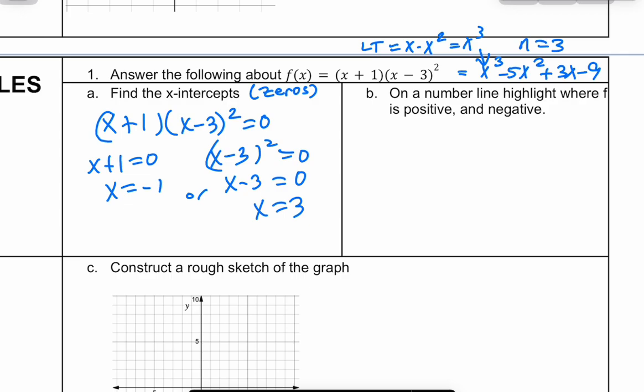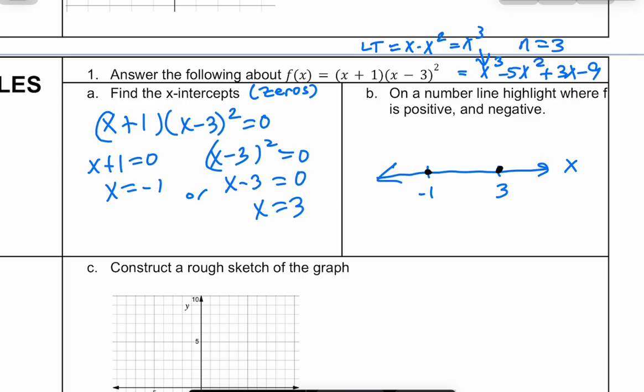Okay. On a number line, let's highlight where f is positive and negative. So if we were just concerned about the x's, we're only concerned about the x's at this particular moment. We know that it hits 0 at negative 1 and 3. Because this is an odd function, I'm just going to draw a very simplified version, okay? So don't expect that this is anything great, but this will point you in the right direction.